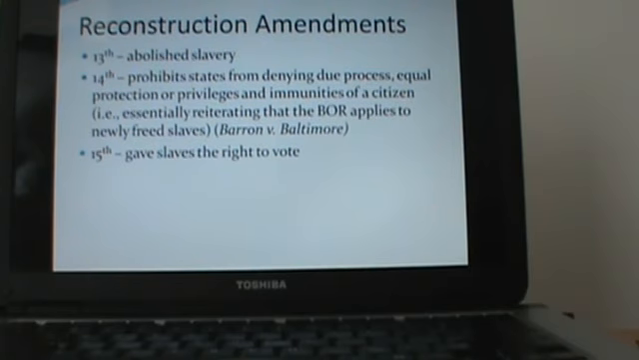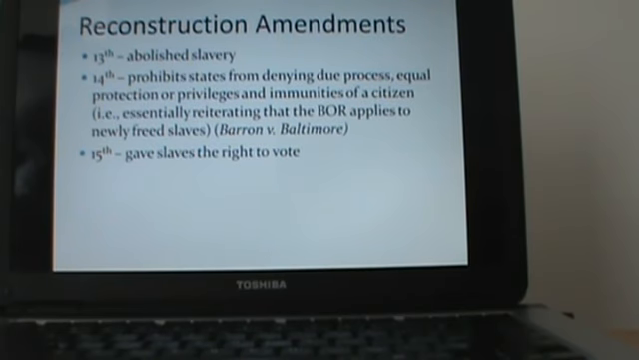And Maryland said, yes, I can. It's part of the Constitution. And the court said, you know what? Mr. Barron is right.